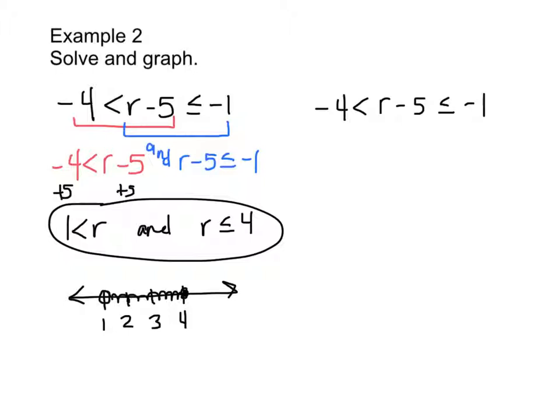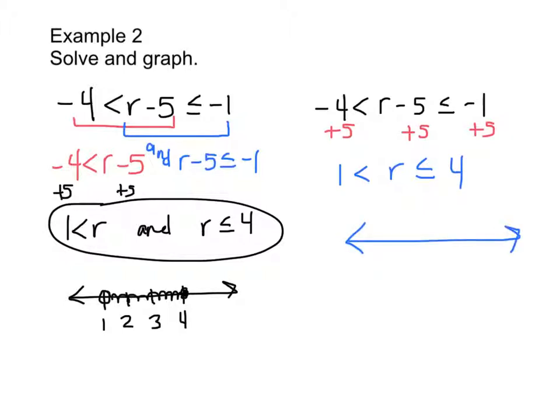So instead of adding 5 to just two sides, you're going to add 5 to all three sides. Notice down here that you added 5 on this inequality and this one. So you can just do it to all three sides. Pretend, if you want to, that you have like 3 parts to this. You have a left, a middle, and a right. You have to do everything to all 3 parts. So if you add 5, that gives you 1 is less than r is less than or equal to 4.